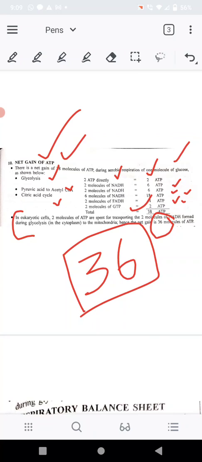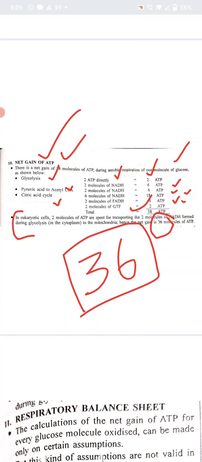I hope, students, you have understood about the respiration in plants and how the mechanism of the aerobic and the anaerobic respiration takes place.